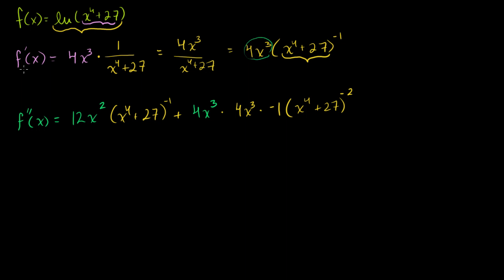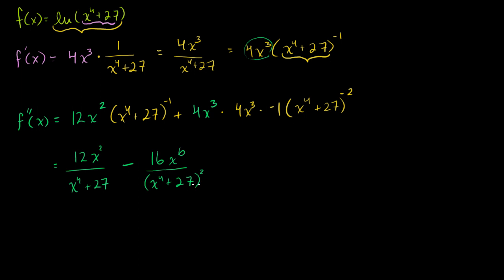So let's see if I can simplify this expression a little bit. So this right here is equal to 12x squared over this thing, x to the fourth plus 27. And then let's see, we're going to have a minus here. So it's minus, you multiply these two guys. 4 times 4 is 16, 16, x to the third times x to the third is x to the sixth over this thing squared, over x to the fourth plus 27 squared. That's just another way to rewrite that expression right there, right? To the minus 2, you can just put in the denominator and make it a positive 2 in the denominator. Same thing.